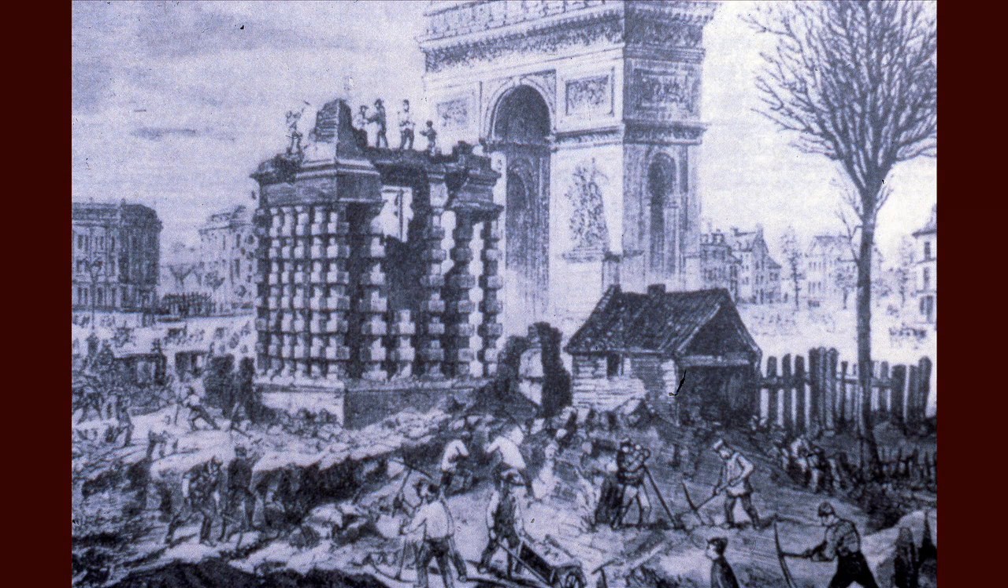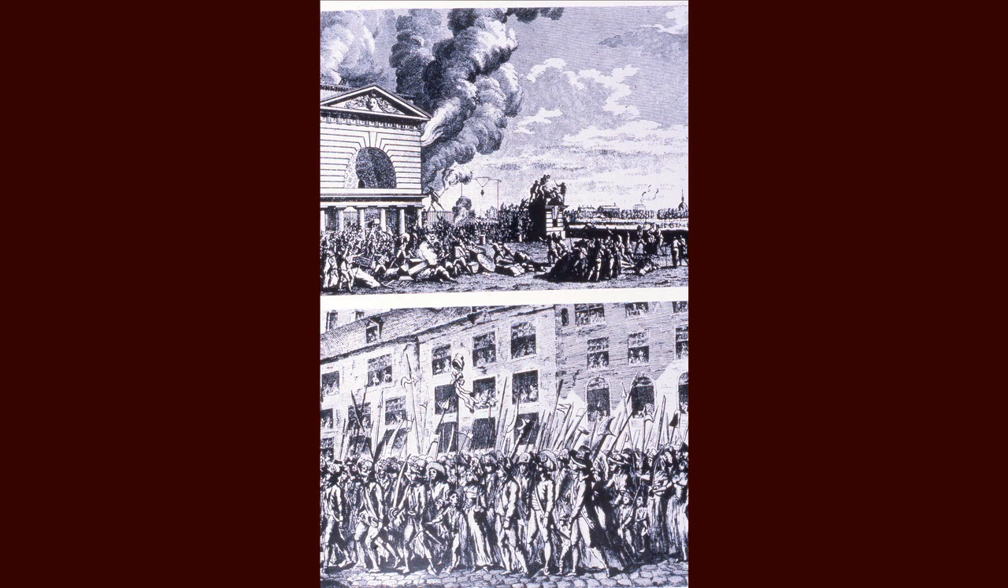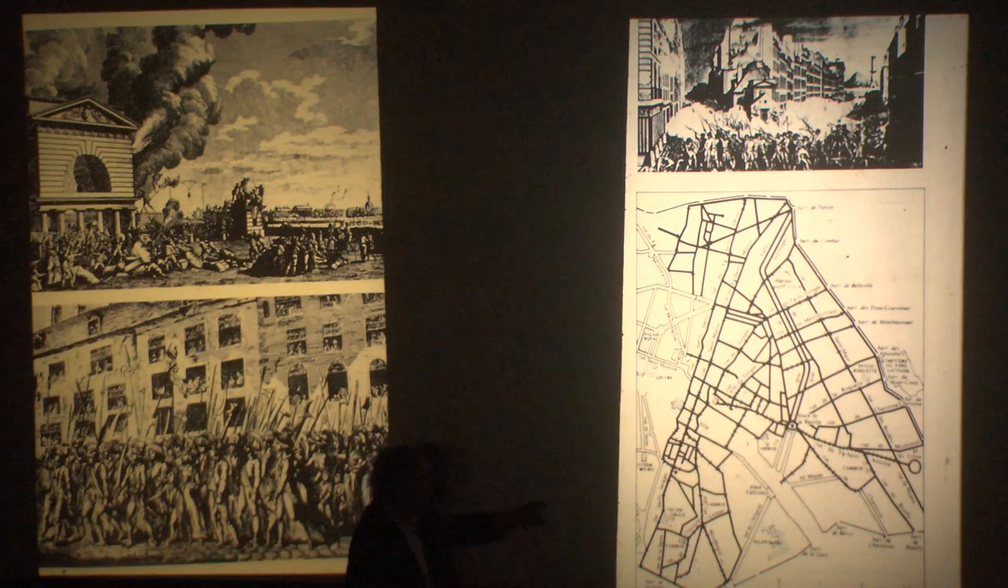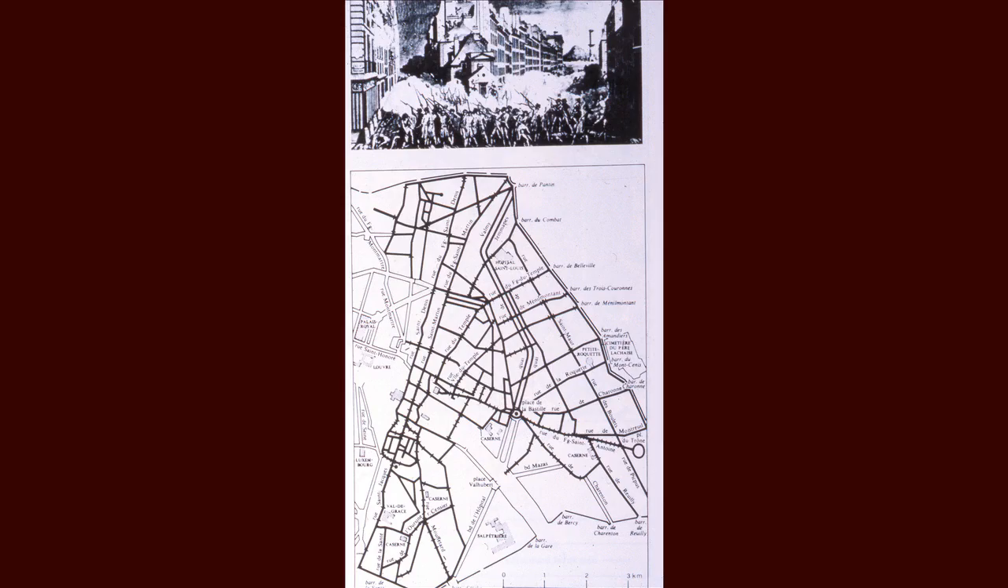The banlieue. Here is the taking down of Ledoux's tax houses where the octroi was collected, and the conditions in the banlieue. Next. And the street is war. 1848, the barricaded street in the center, on the east of Paris. Here are the barricade lines. The use of the street as war.